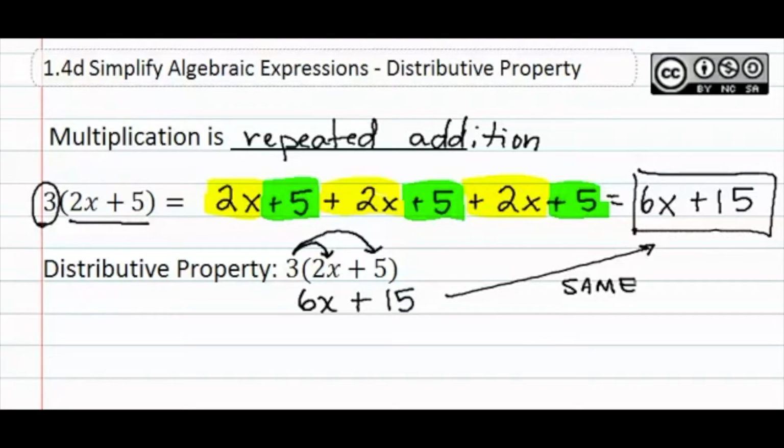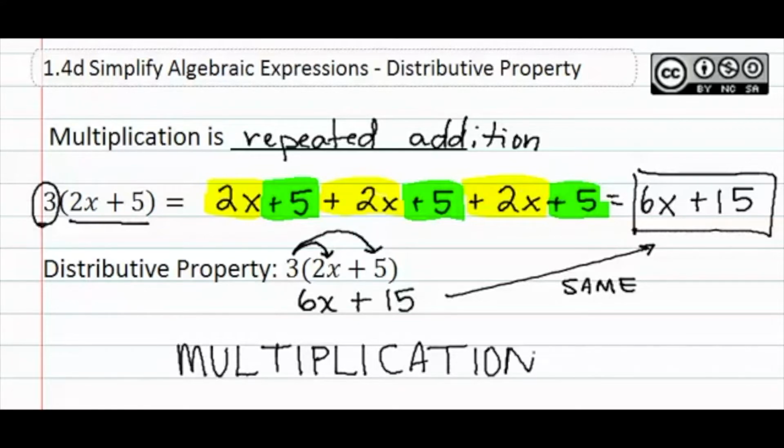The distributive property fits into the order of operations in the multiply step because it is actually multiplying the 3 times those pieces or terms that are inside of a parenthesis. It is not considered a parenthesis step. It is considered multiplication in the order of operations, or PEMDAS.